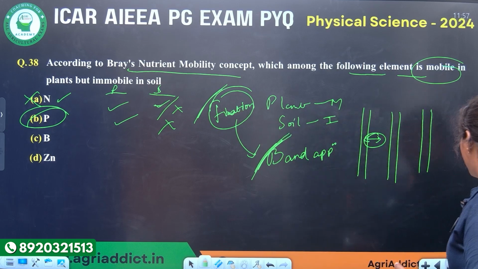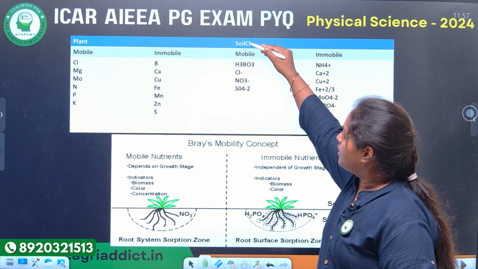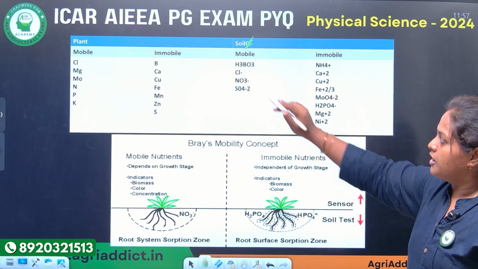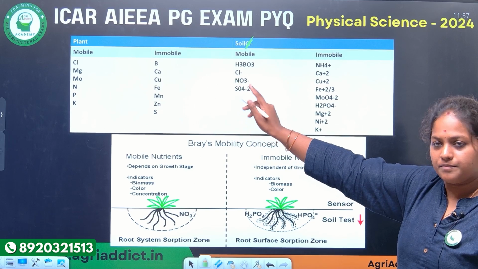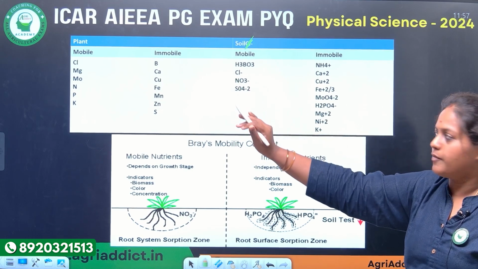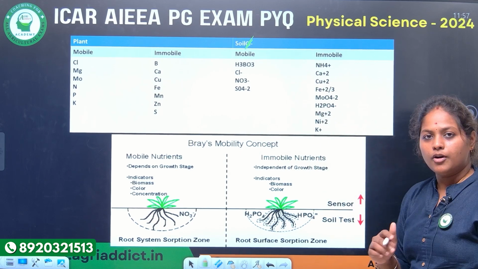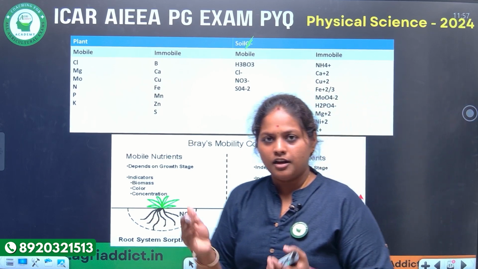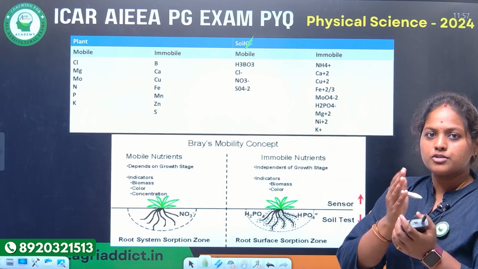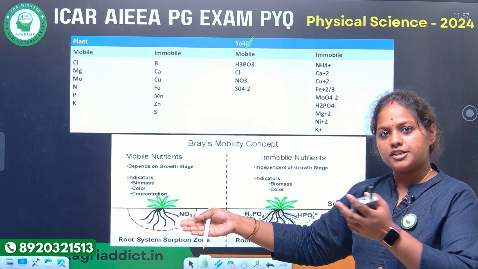The option is B. These are the different nutrients associated with the mobility concept in both plant and soil. In the plant, you should learn it by heart, whether it is mobile or immobile. In the case of soil, there is a trick. What we saw in nitrification, nitrate, which is negatively charged, is applied to soil, and because of the negative charge, it is repelled away. So it is mobile in the soil instead of being fixed.